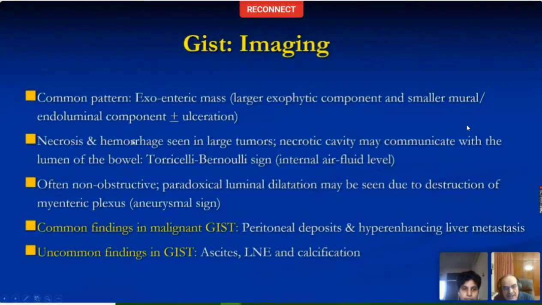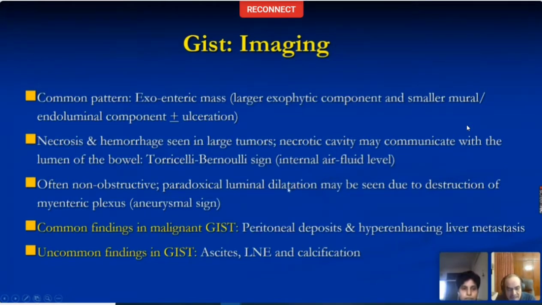So on imaging, the GIST tumors produce a large extraenteric mass with a large exophytic component and a much smaller mural or endoluminal component, and there is frequent ulceration. These tumors become so large that they outgrow their vascular supply, and therefore they may have necrosis and hemorrhage. A necrotic cavity may communicate with the lumen of the bowel, and that has been referred to as the Torricelli-Bernoulli sign, which shows an internal air fluid level.